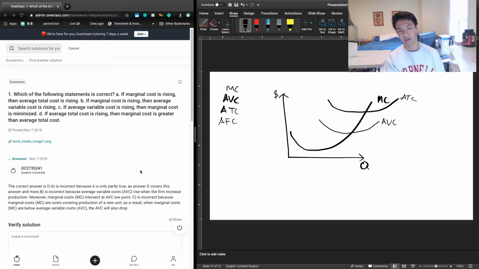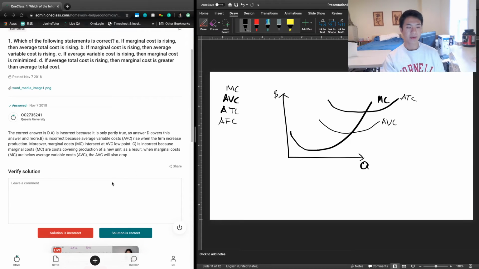Let's take a look at the answer choice by the previous tutor. And they said that the correct answer is D. A is incorrect because it is only partly true, as answer D covers this answer and more. Yeah, so again, A is not entirely true because there's a point in time where if marginal cost is rising, then average total cost is rising, but not all points.